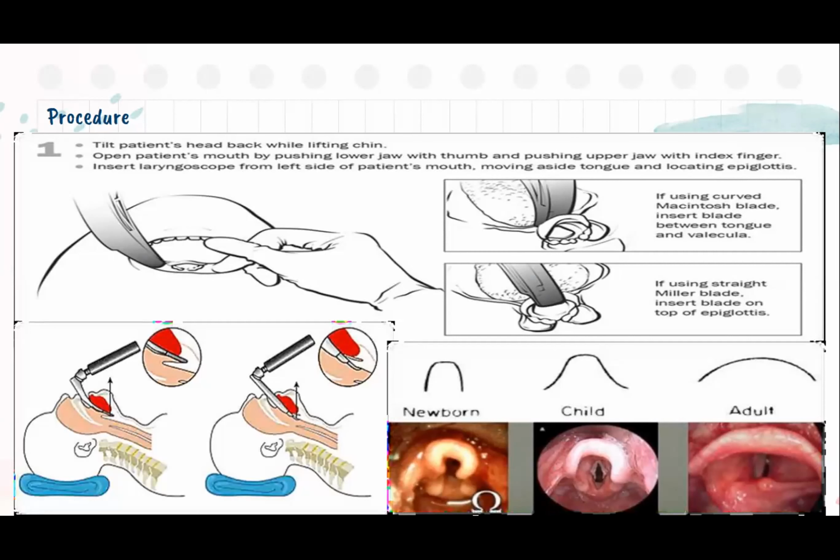So as you can see, there are 2 types of blade I've mentioned before, right? For the Macintosh blade, the curved one, we use it by inserting the blade between the tongue and the vallecula. While for the straighter blade, the Miller blade, we insert the blade on top of the epiglottis because in children, the epiglottis is long, floppy, and narrow, right? So if we insert it the right way, then we can view the airway easily.